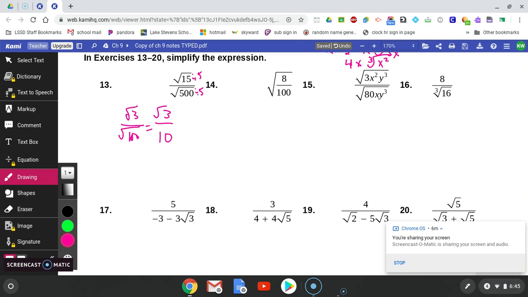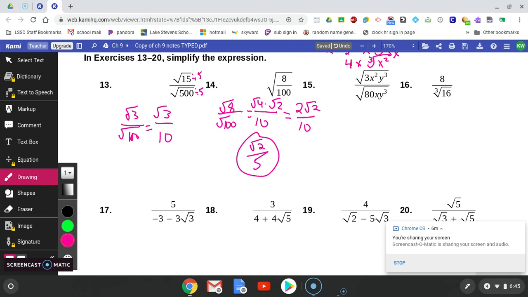Okay, so on the next one, I'll give them each their own square root. The square root of 100 is 10. 8, when I take the square root, can be broken down into the square root of 4 and the square root of 2. So I end up with 2 square root of 2 over 10, which can be reduced. The 2 over 10 can be reduced to 1 over 5.